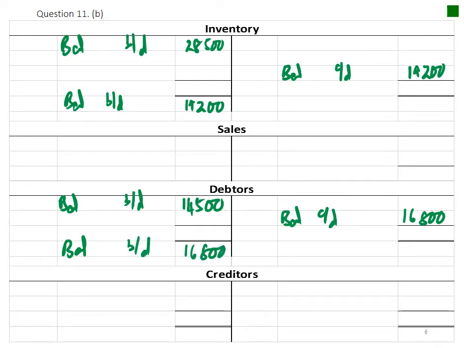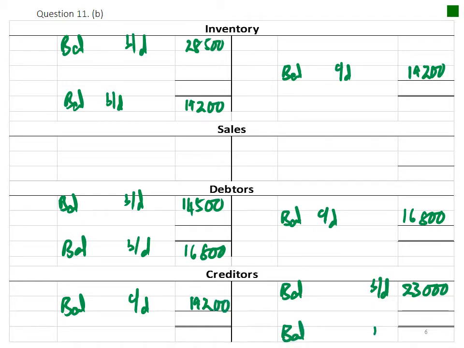And then creditors, we will put the balance on the credit side. Balance brought down, that's your opening balance, 23,000. And then the closing balance we will carry down at the end of the year is 19,200. Okay, so here we will have the balance at the beginning of next year that will start with owing creditors 19,200. So now let's look at the purchases amount that they've given us.